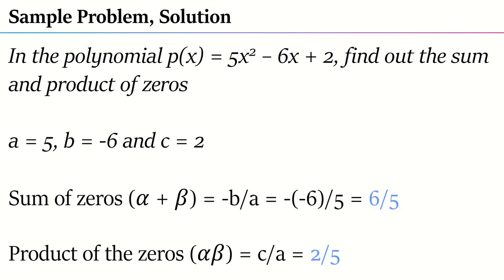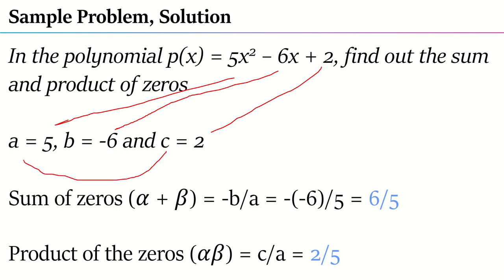So now in this case, a is 5, b is minus 6 and c is 2. So we know the value of the sum of the zeros. The sum of the zeros, alpha plus beta, is equal to minus b by a. b is minus 6, so minus of minus 6 by 5 is 6 by 5, and the product of zeros is c by a. So c is 2 and a is 5, so the product is 2 by 5. So this is how we calculate the product of the zeros.